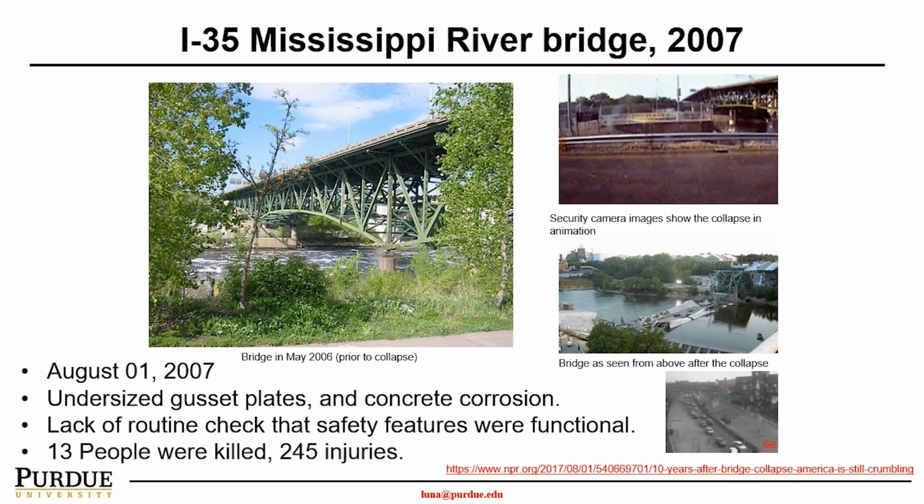The Interstate 35W Mississippi River Bridge collapsed in 2007. This is another very famous case study, often used in the civil engineering discipline. As the video shows, the bridge collapsed all of a sudden during rush hour and caused 13 people killed and 245 injured. This is much attributed to a design error, an undersized gusset plate, and also the lack of routine checks for concrete and steel corrosion. Some cracks had clearly appeared on the bridge, which were not identified.